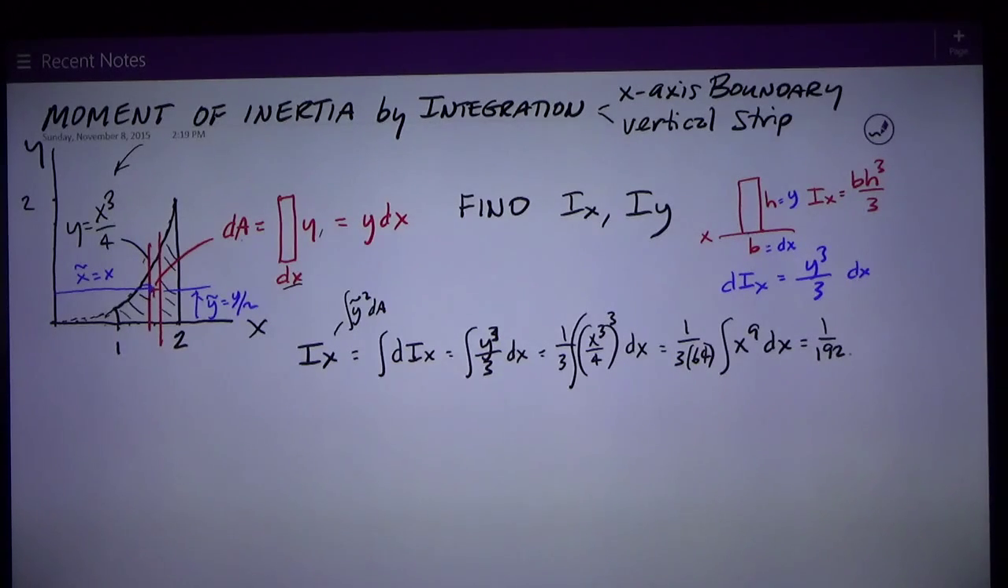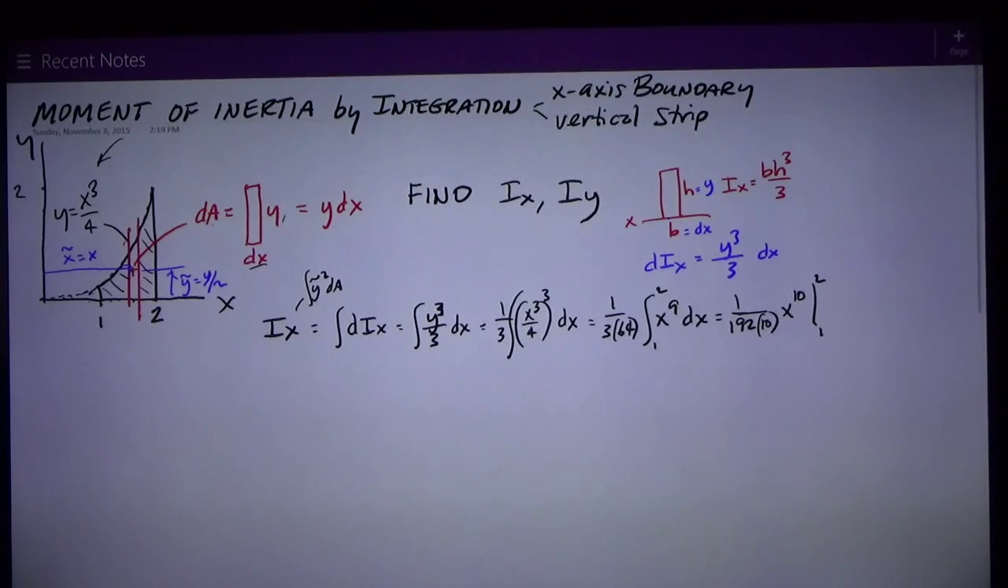The integral of x to the 9th is x to the 10th over 10. So it's x to the 10th over 192 times 10, and I'm evaluating from x equals 1 to 2. That evaluates to, at 2, 0.533, and at 1, 0.0005208. Therefore it's equal to the difference of those two, which is 0.5328 inches to the 4th.